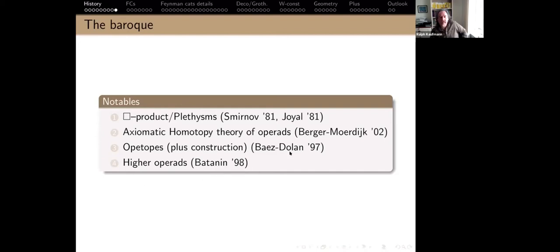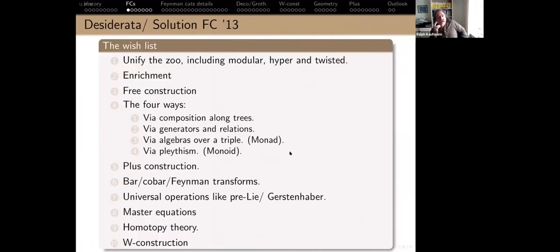All right, so the wish list. So this is maybe a little bit of a personal recollection. So my point was I wanted to unify the zoo, including modular, hyper, and twisted operads, and I had seen nothing that actually did all of this. I did want to have a theory of enrichment, which goes back to Boardman and Vogt. There should be a free construction, like you have free operads. I didn't mention this, but it's very important.